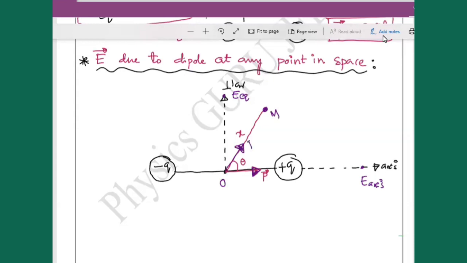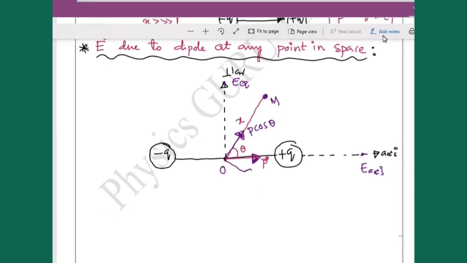So along this direction, P cos theta. One more component, perpendicular to it. Am I right? So can you tell me what this perpendicular component is? P sin theta. Yes. So this is the perpendicular component to OM, which is nothing but P sin theta. Okay, P cos theta and P sin theta.